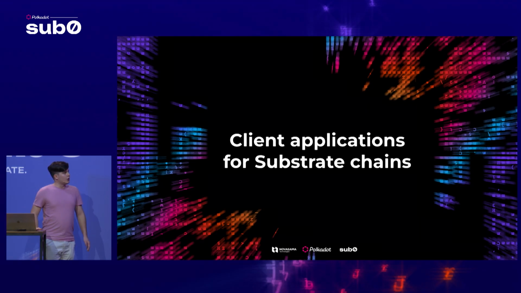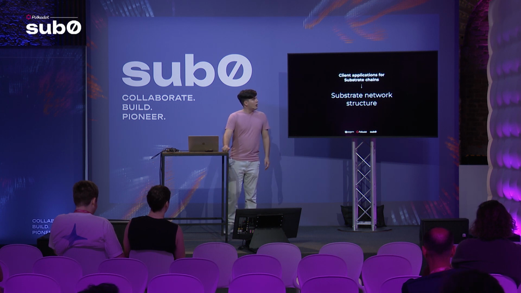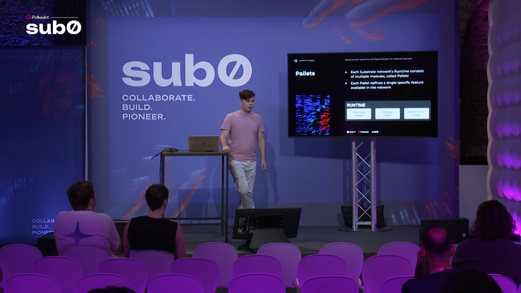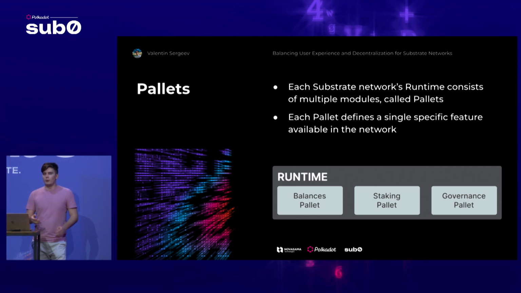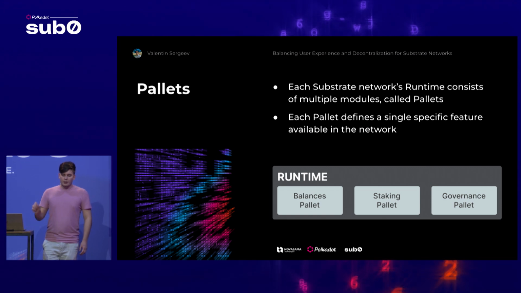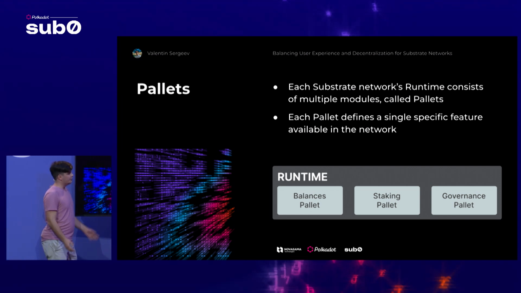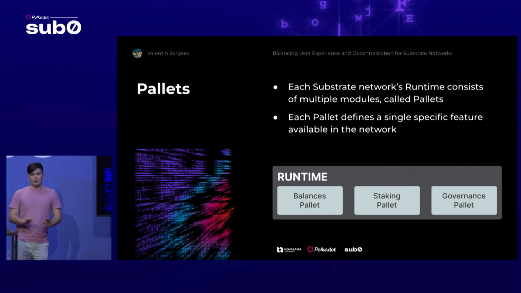And now let's jump into an overview of how client applications work for a Substrate chain. We will start with reviewing the structure of Substrate networks for everyone to be on the same page. Every Substrate network is divided into multiple modules called pallets, which are building blocks of a network, and usually they're focused around a single piece of functionality in a network. For example, you might think of pallets like balances, staking, and governance available on a single chain to offer different functionality.